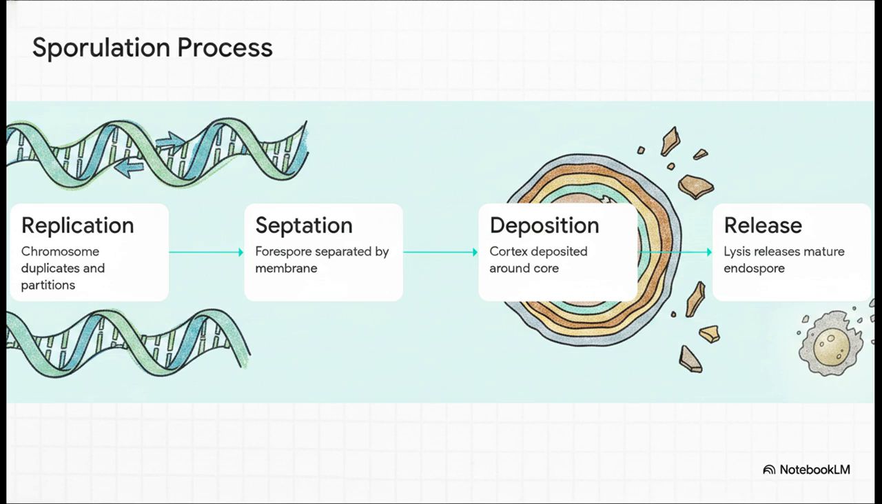Step 1, chromosome replication. The cell duplicates its DNA, pushing the copy to one end. Step 2, spore septation. The plasma membrane infolds, walling off that DNA and a little cytoplasm into a compartment called the forespore. Step 3, cortex deposition. The parent cell actually engulfs this forespore, wrapping it up in a heavily armored layer of specialized peptidoglycan and calcium dipicolinate. And finally, step 4, lysis and release. The parent mother cell sacrifices itself, lysing open to release the mature, dehydrated, metabolically inert endospore right out into the harsh environment.